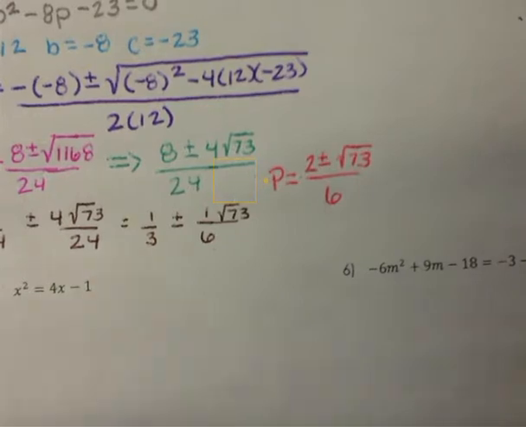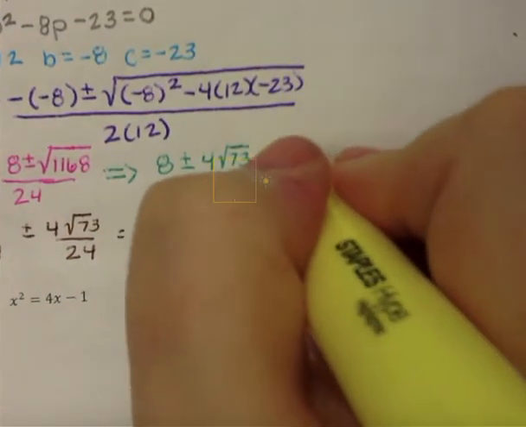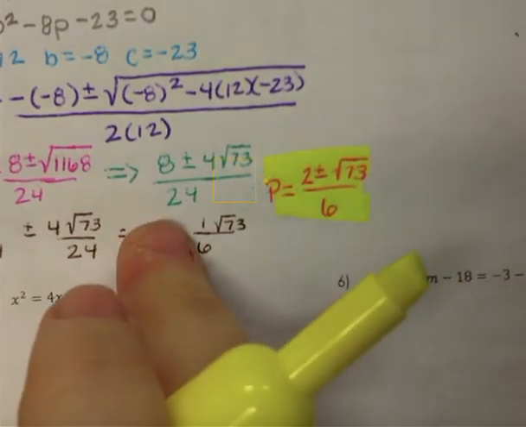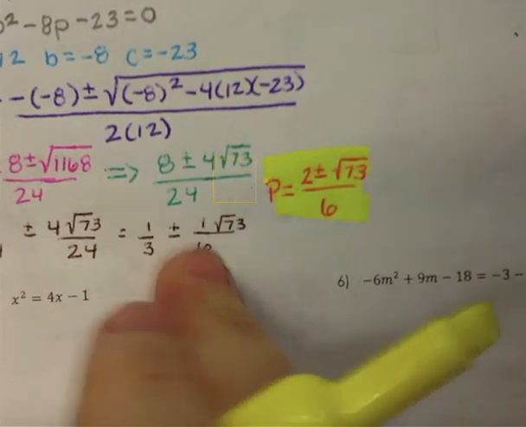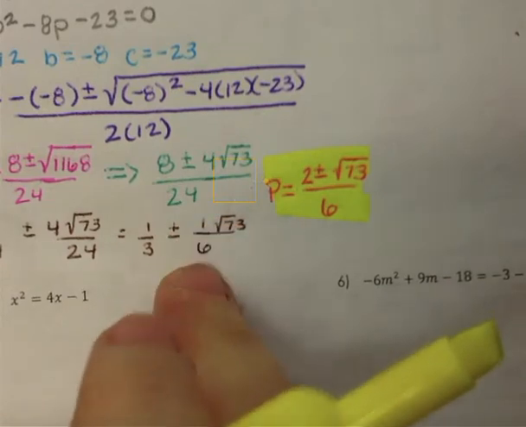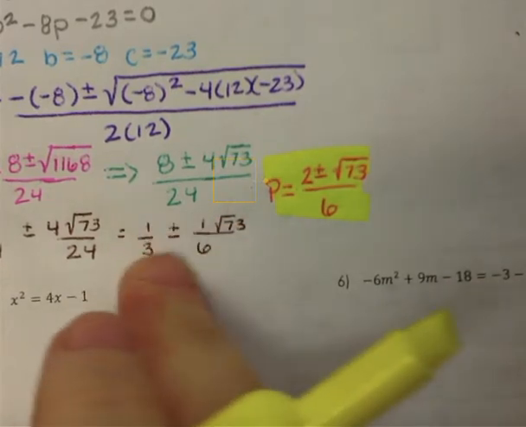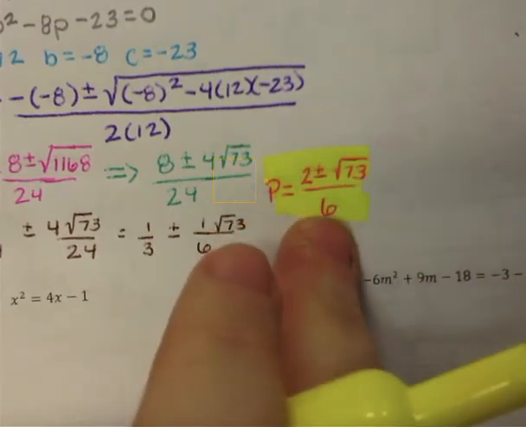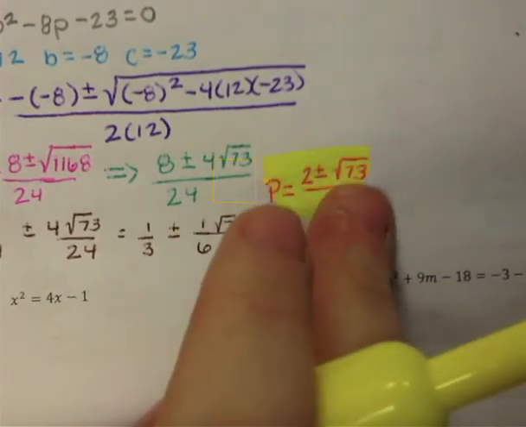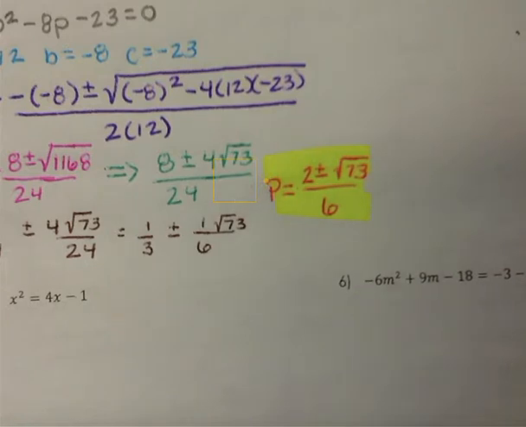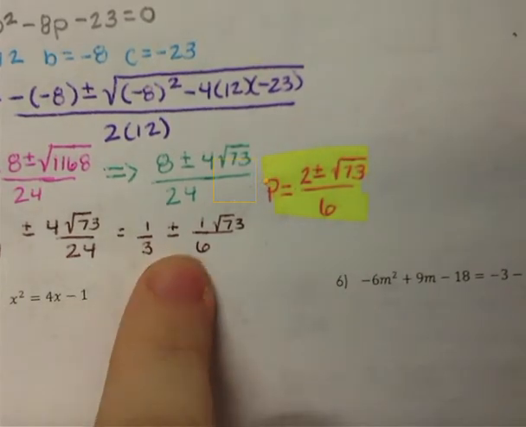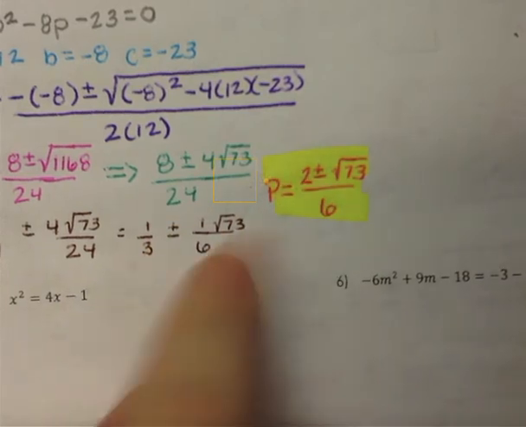And again, this tells us still our two different answers. This would be 1 over 3 plus square root of 73 over 6, and 1 over 3 minus the square root of 73 over 6. Those would be our two answers. Or we could write it as 2 plus the square root of 73 all over 6, and 2 minus the square root of 73 all over 6. So those would be your solutions. I just rewrote it so that we would have one denominator. This would be having two different denominators, which is the same value.